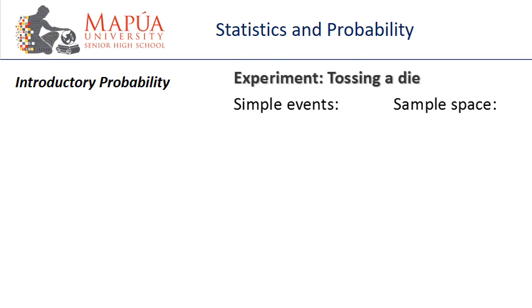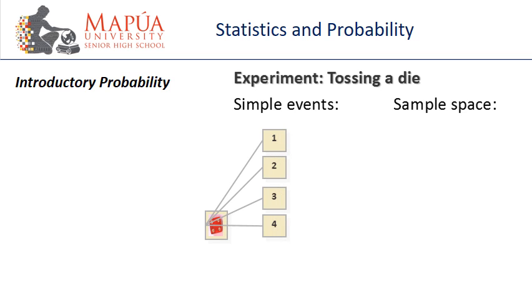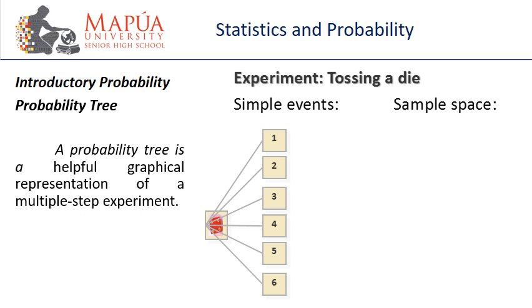Now we're going to proceed with the concept of probability tree. Let's consider an experiment of tossing a die. You are expecting 6 simple events for this experiment. By definition, a probability tree is a helpful graphical representation of a multiple-step experiment. Hence, from this probability tree, you could define the simple events as E1, E2, E3, E4, E5, and E6, so that your sample space will be 1, 2, 3, 4, 5, and 6, which could be denoted by E1 until E6.